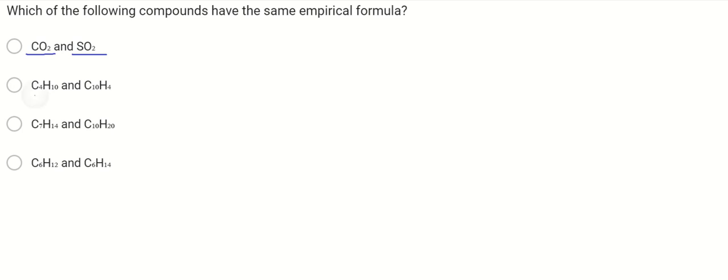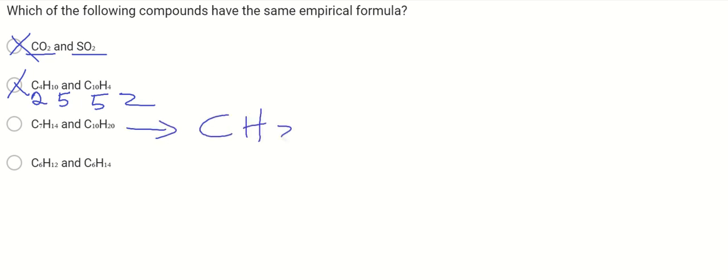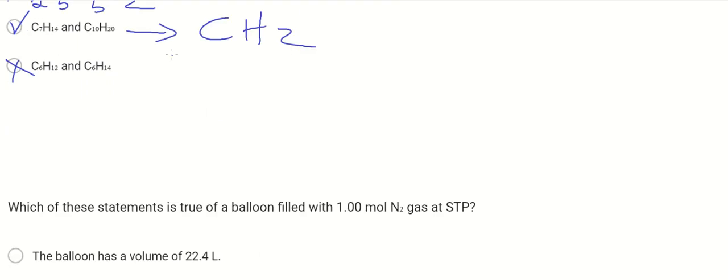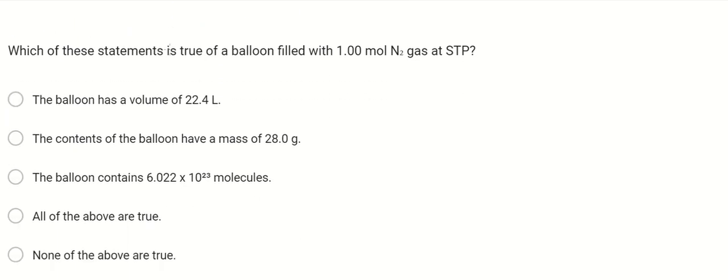All right, let's reduce this. 4 and 10 reduce to 2 and 5. Well, that's 5, that's opposite. That's not it. That's not it. 7 and 4 reduce to 1 and 2, and 1. Here's your answer. The empirical formula for both of those is CH2. This is your answer. All right, and this one is not the answer. Empirical formula is the lowest whole number ratio.